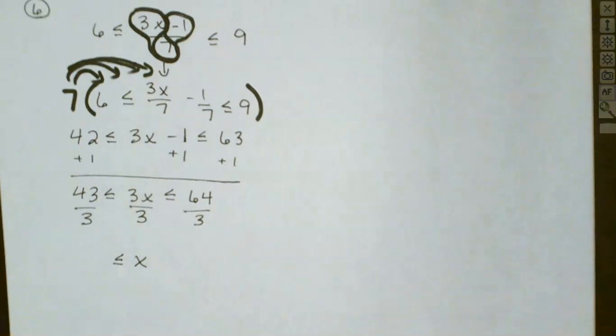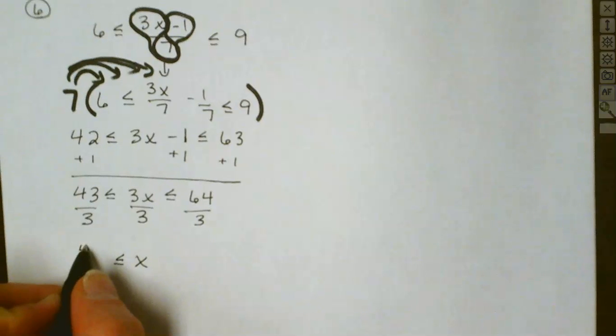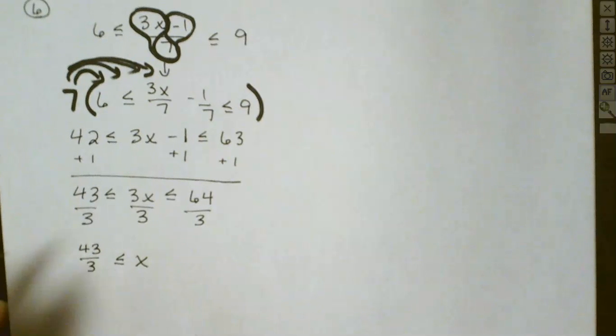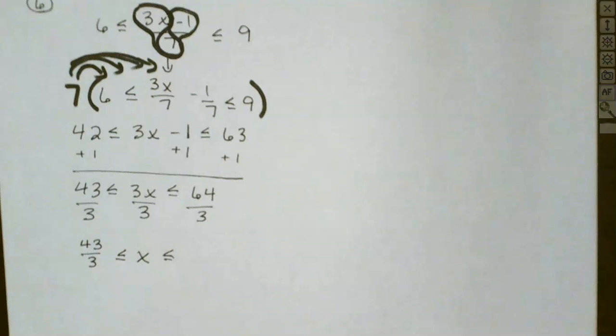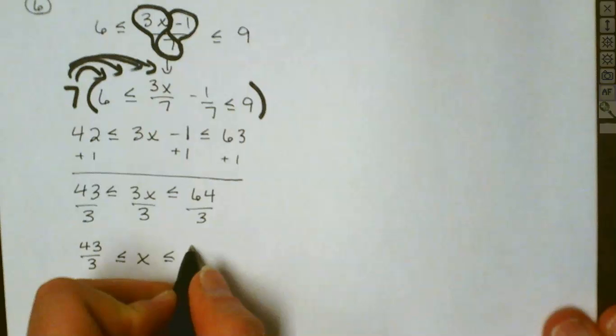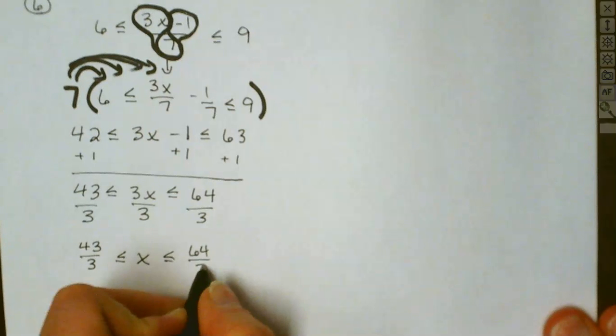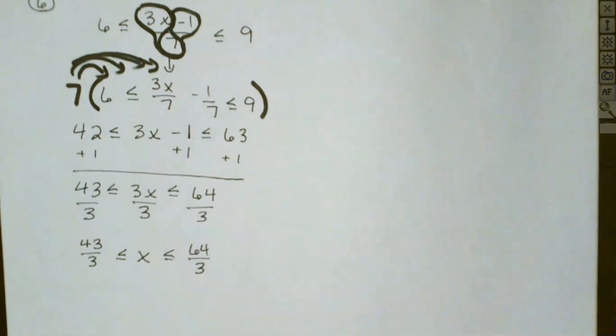So we've got 43 divided by 3. That doesn't break down, so we'll leave that as 43 over 3. What about 64 over 3? Does that break down evenly? Nope, it doesn't. So we'll also leave that as 64 over 3. Is everyone okay with that so far? You see what we did there.